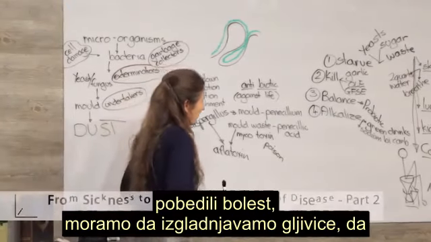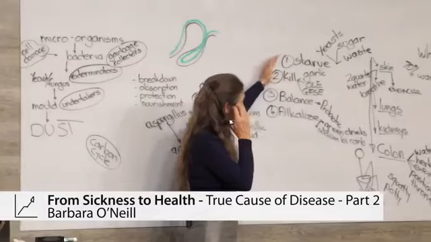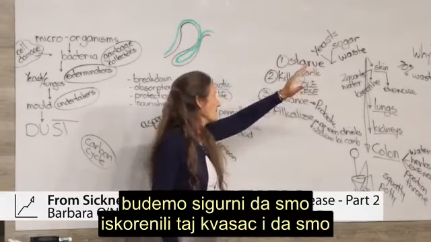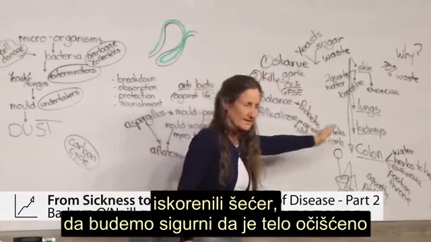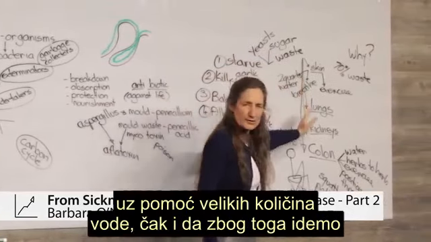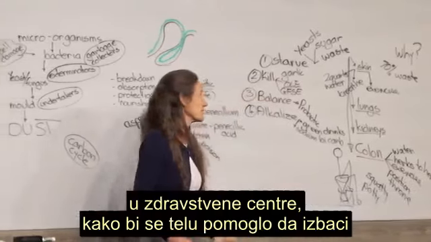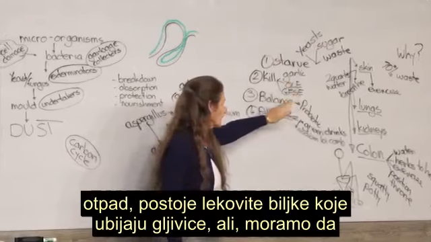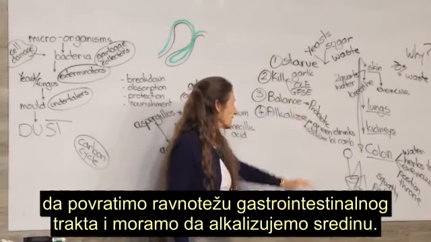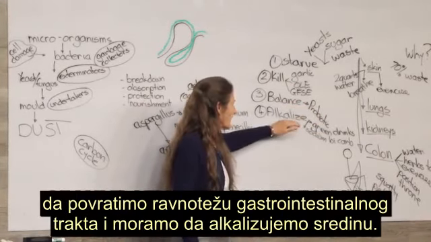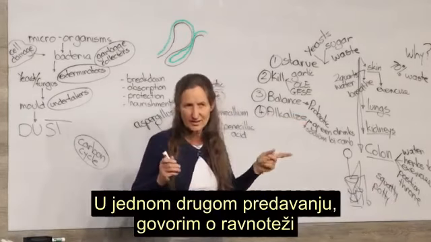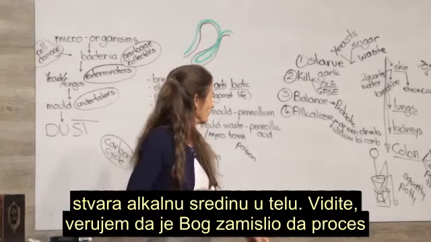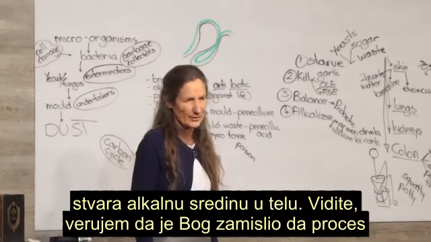And so, to conquer this, starve the fungus, make sure the yeasts are gone and the sugar's gone, make sure that the body's cleansed by lots of water, even going to a health retreat so that the body is assisted in getting the waste out. There are herbs that will kill fungus and will not kill us, bring the balance back in the gastrointestinal tract, and alkalize. There is another lecture that I give on the acid-alkaline balance, which shows the foods that create an alkaline environment in the body.